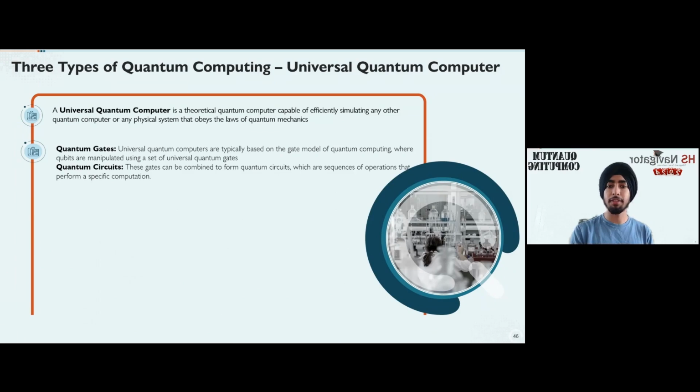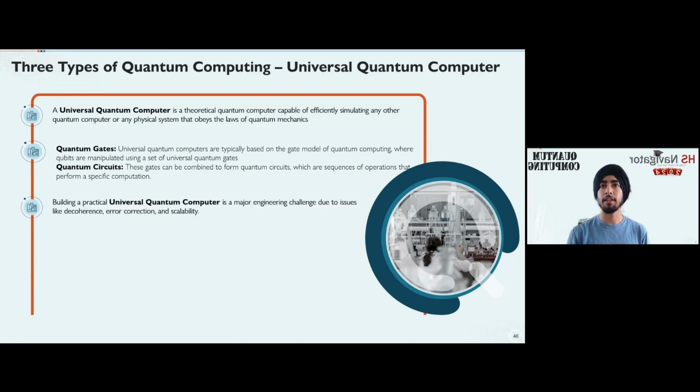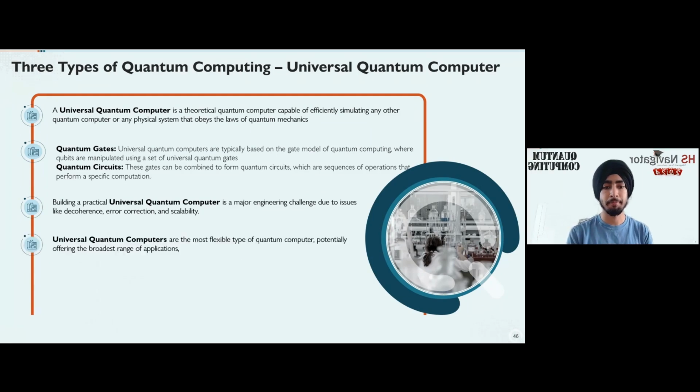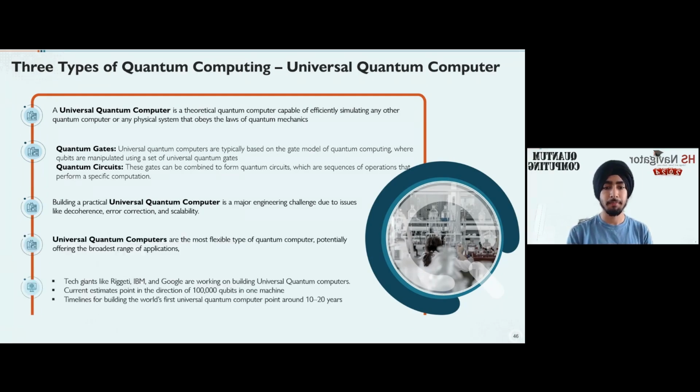And then at the end, we have the universal quantum computers. These are based on quantum gates. They have quantum circuits. It's essentially overhauling our entire existing computing architecture to be used within a quantum system. Tech giants like IBM and Google are working on building these computers, but it's still going to take 20 to maybe 30 years before we even get introductory stages of these computers.